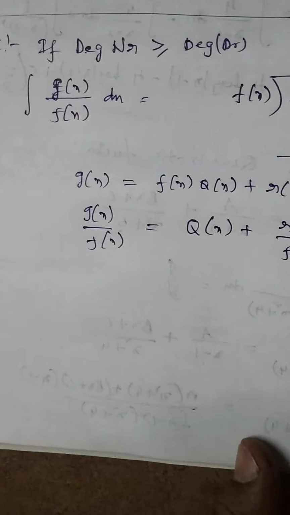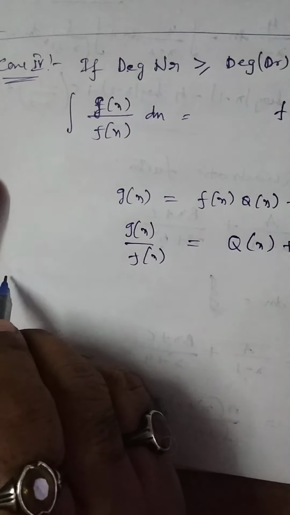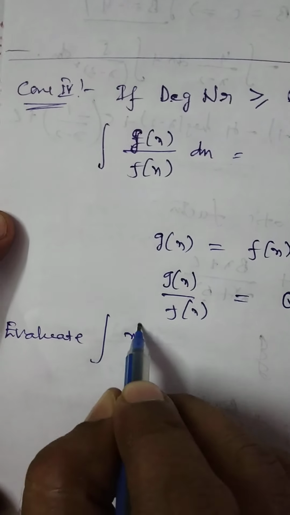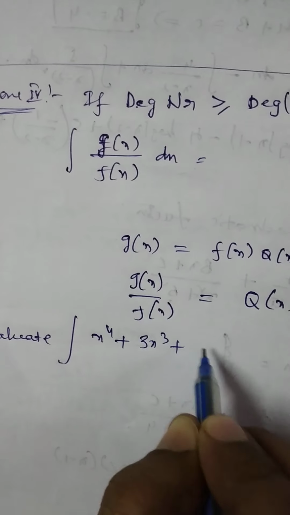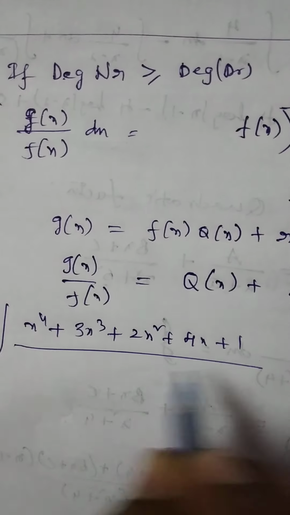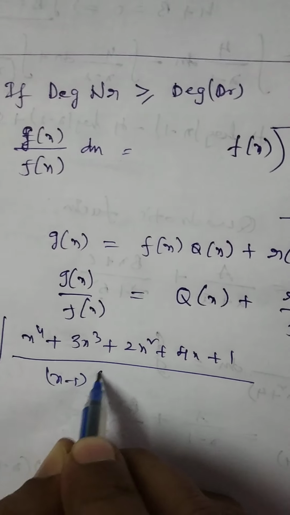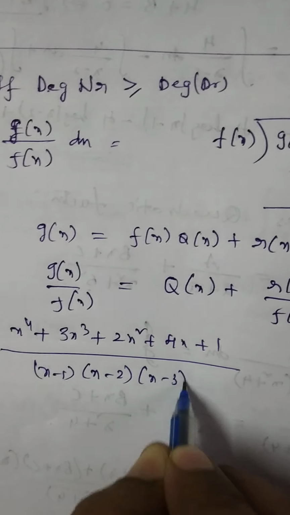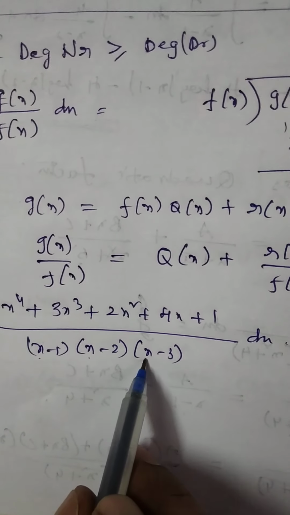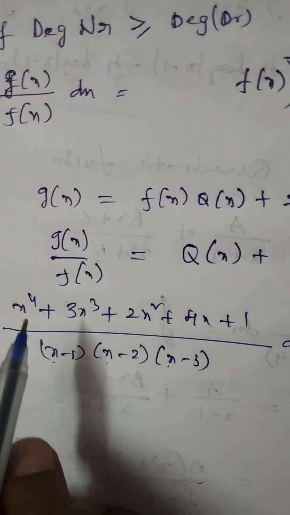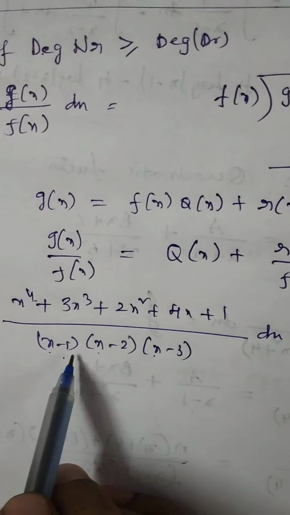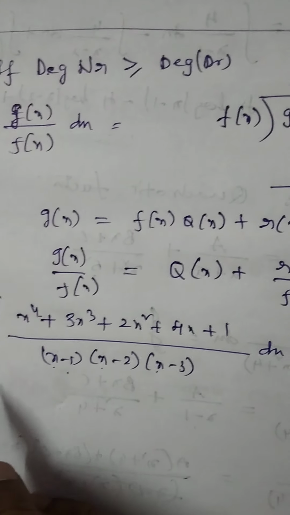So here I am going to take one example. Suppose, evaluate the integration of x power 4 plus 3x cube plus 2x square plus 4x plus 1 by x minus 1 into x minus 2 into x minus 3. Suppose you have it like this. Generally, if you observe, x into x into x is x cube, while here the power is 4. So the degree of numerator is greater than the degree of denominator. So whenever such problems are given, we have to divide the numerator with the given denominator.